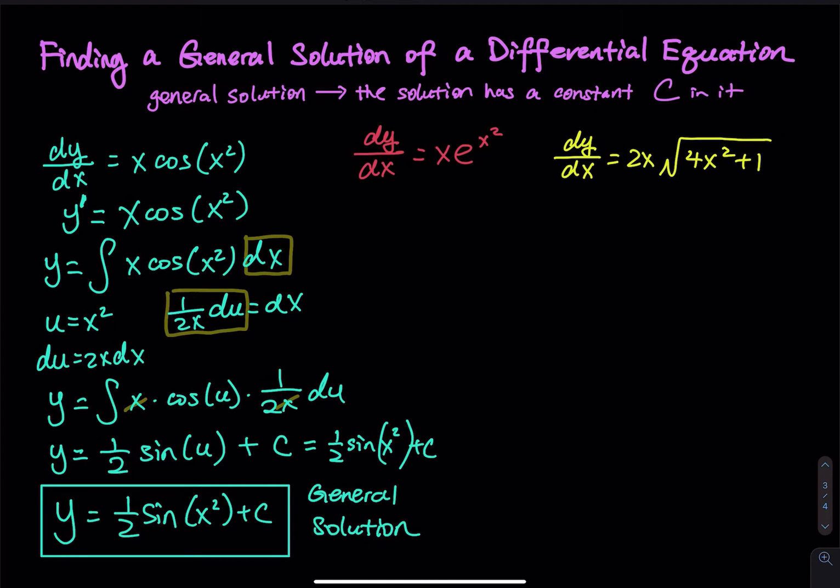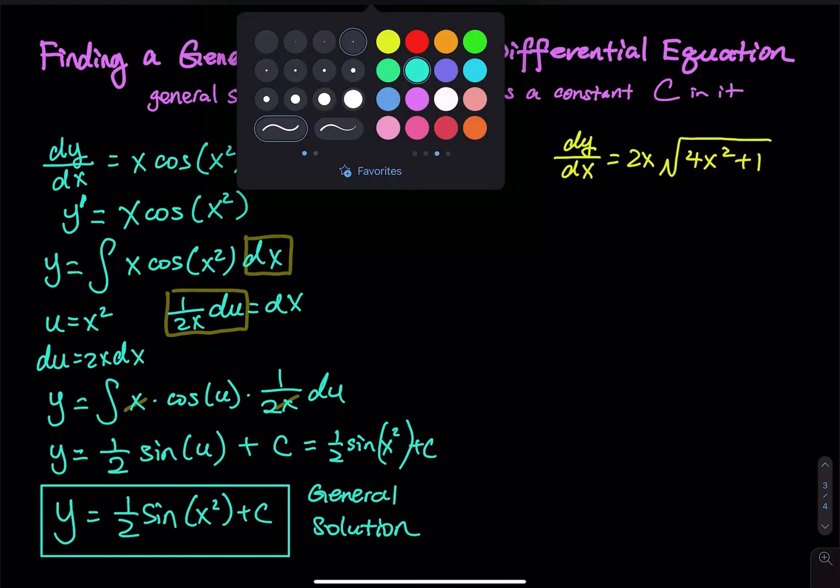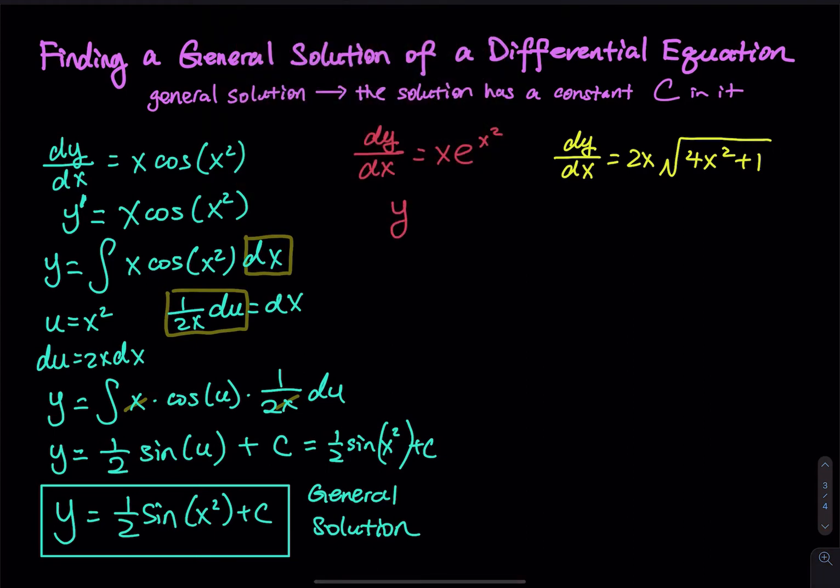And then let's do the red one. dy dx equals x times e to the x squared. So copy the problem first. We have y prime equals x times e to the x squared. So we have to find y. That means we have to undo the derivative by taking an integral. y is equal to the integral of x times e to the x squared dx.